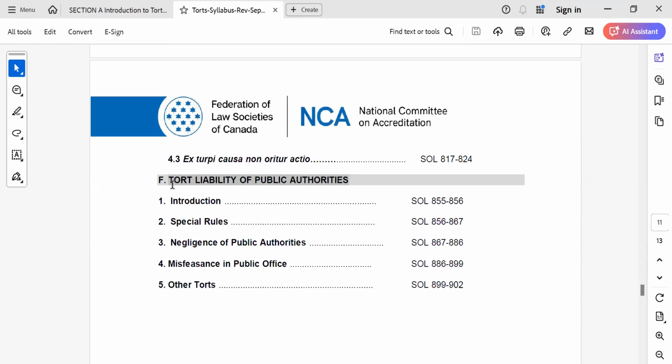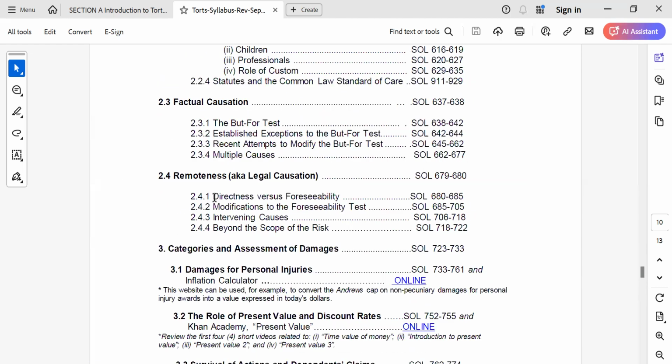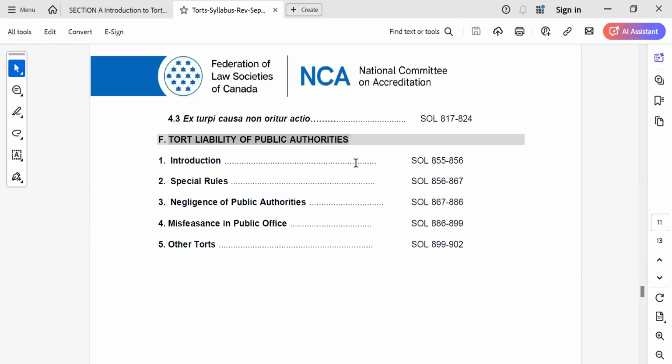the sixth part is tort liability of public authorities. So till then we were saying like in a private section, kind of like person to person, right? Then what about the public authority? Are they not liable for any tortious acts, or how does it work? So we will learn about this as well.